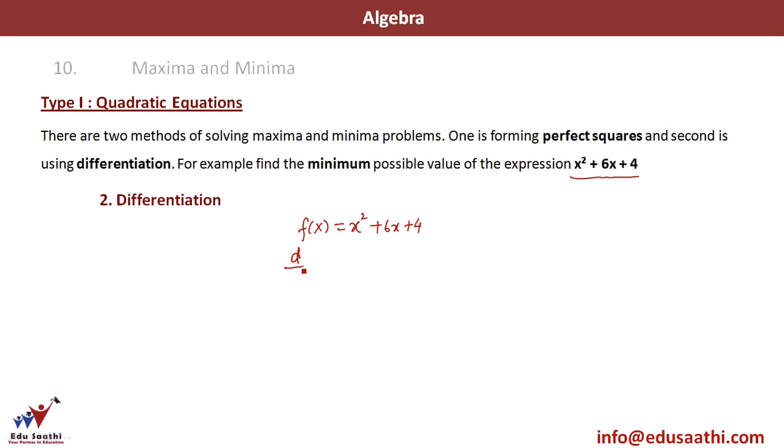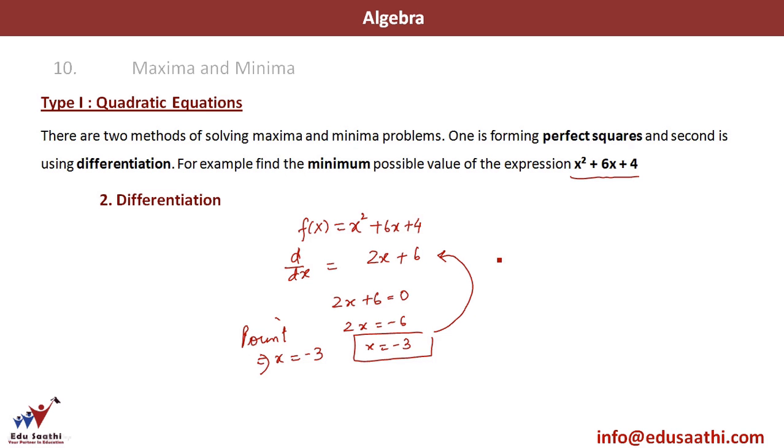Now I'm going to take a derivative of both sides. What is it? It is 2x plus 6. Now put this derivative equal to 0. So 2x is equal to minus 6, x is equal to minus 3. So the point that I get is x is equal to minus 3. If you put back the point here, you will get the value. So f(x) will be minus 3 square, which is 9, plus 6 into minus 3, which is minus 18, plus 4. 9 and 4 is 13, minus 18, the value is coming out to be minus 5.